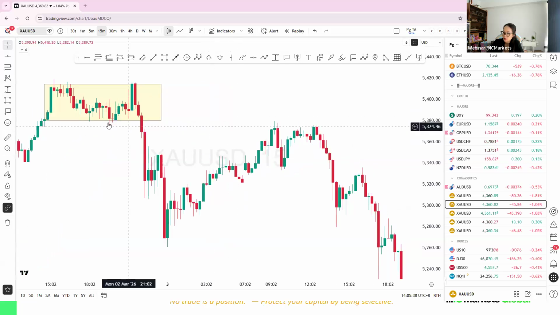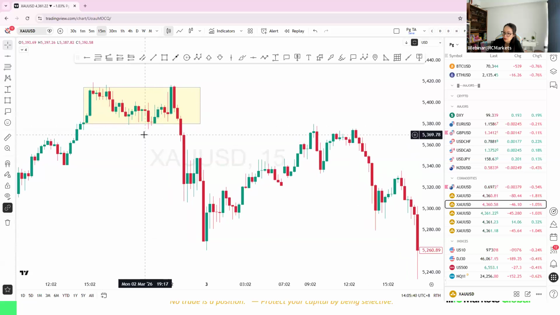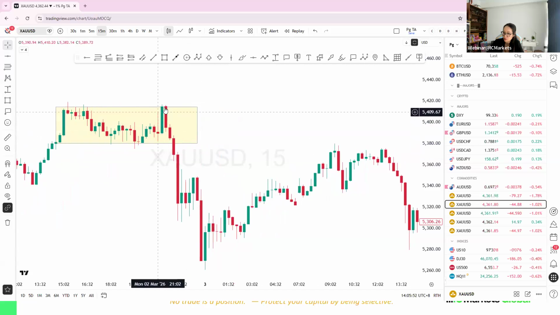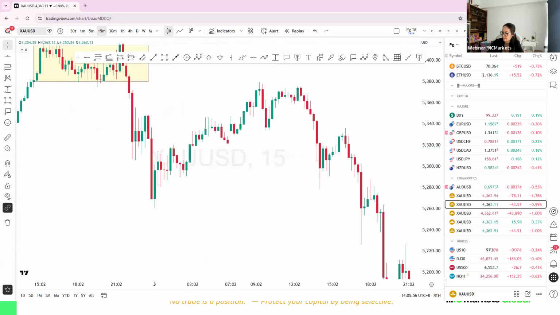Okay, because why? The wick is just a wick. Liquidity is just a wick, but the real price is the body. That's why you have the opening, closing, opening, closing. It's just liquidity that puts the price up and down, but the real price is the body, not the wick. Okay?